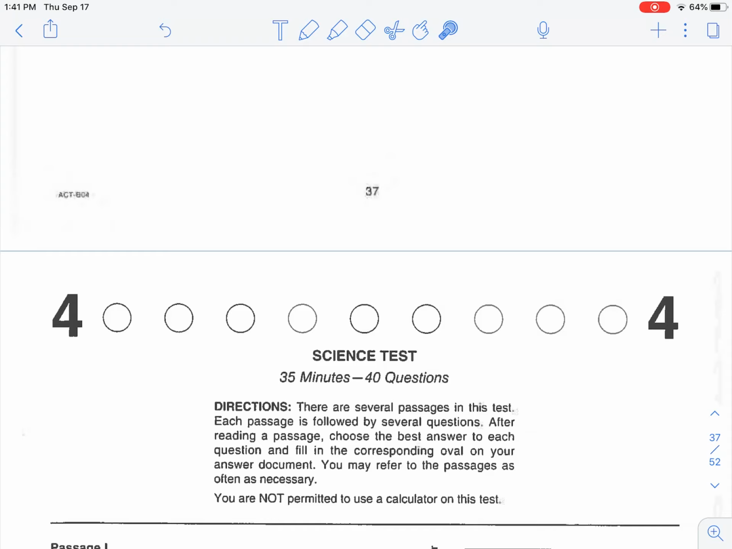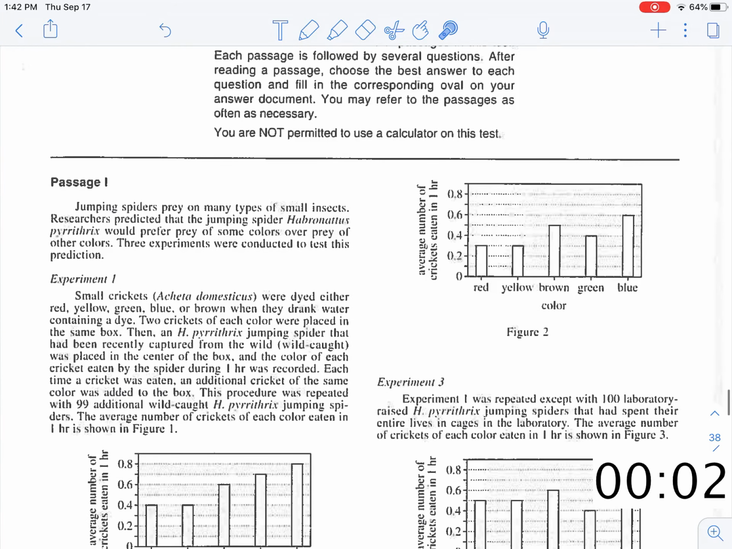Got a bubble sheet. I have everything linked in the description, so if you want to print it out, follow along. That's about all I have to say. So watch is at the ready, and we're just going to take this 35 minutes, about 5 minutes per passage. Okay, ready? 3, 2, 1. Cool. Got a timer on the screen as well.